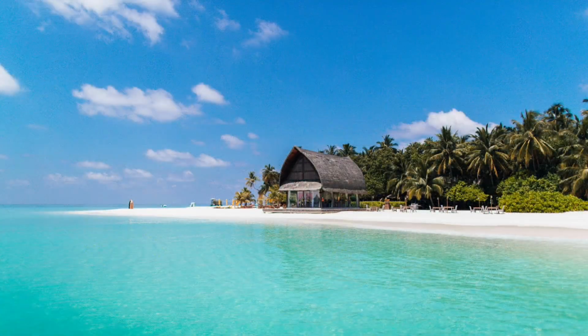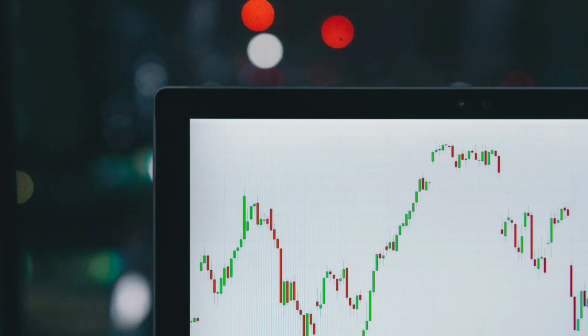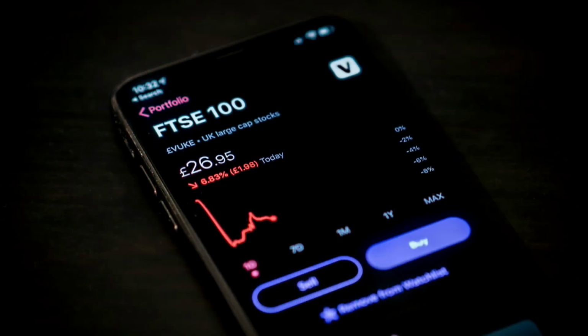The thick part of the candle, called the body, shows the difference between the open and the close, while the thin lines above and below, known as wicks or shadows, show how far price moved beyond those levels before pulling back. When the candle is green, it means the price closed higher than it opened, which usually signals buying pressure. And when the candle is red, it means the price closed lower than it opened, signaling selling pressure.